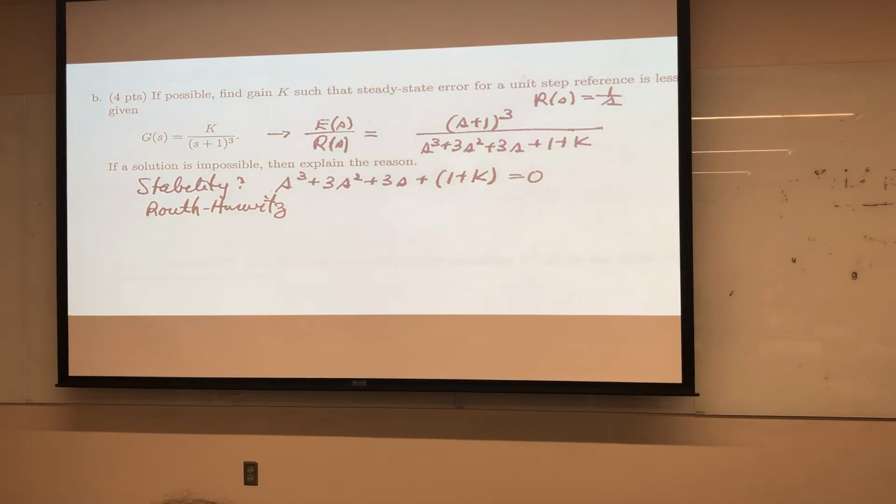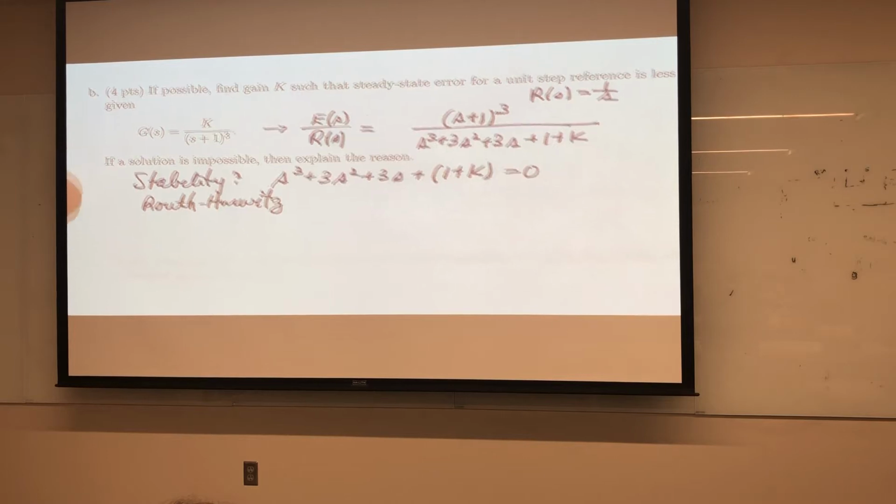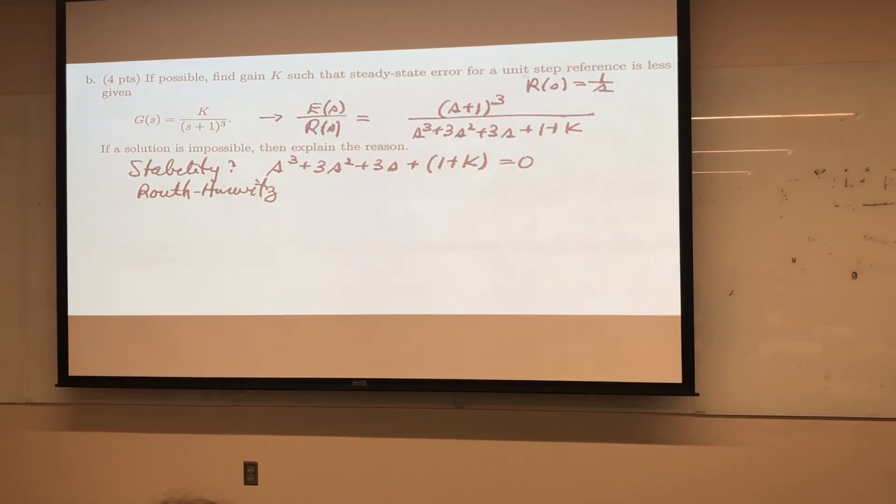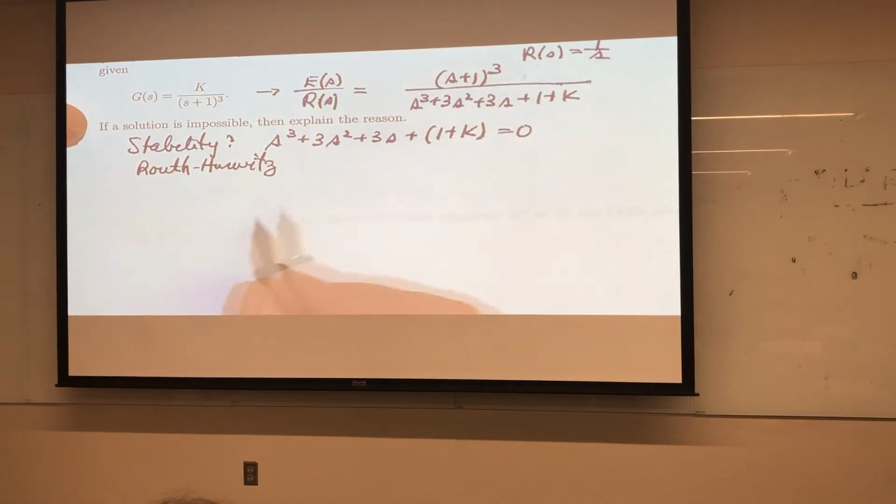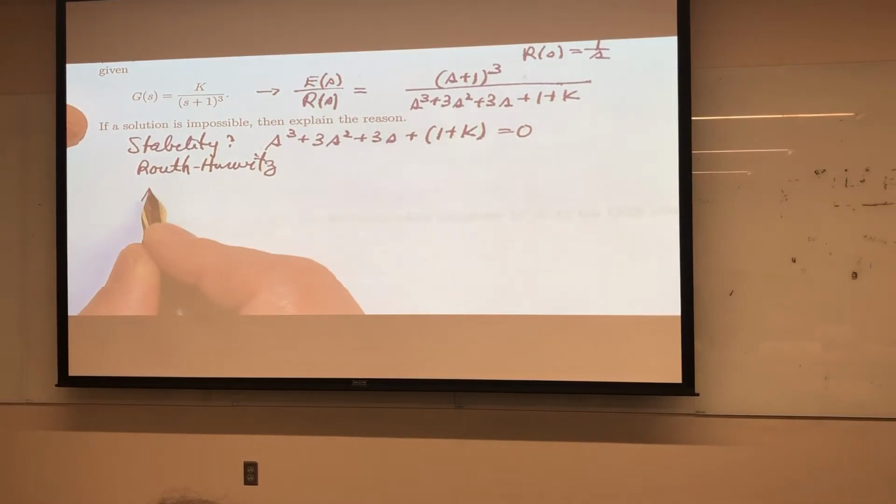Or alternatively, you could pull out a calculator and do a quick check of some numbers here. And just by doing a search, you can quickly narrow your range of k down. But we'll go ahead and perform Routh-Hurwitz here and see what we get.